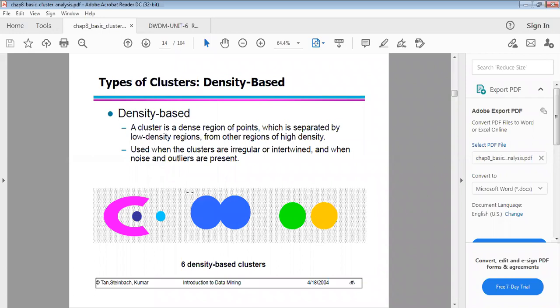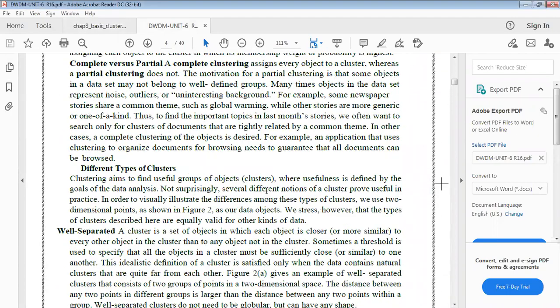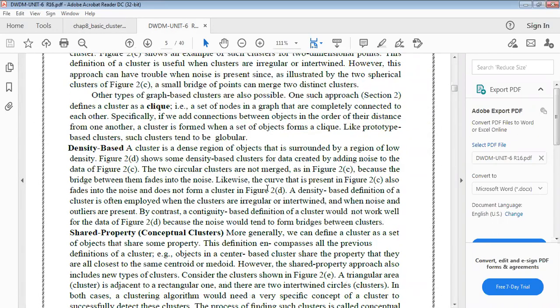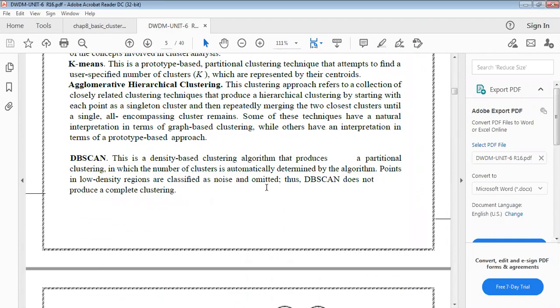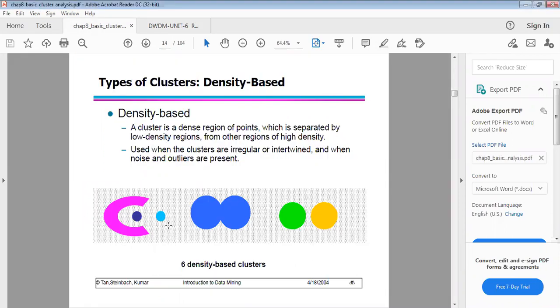These are the density-based clusters. A cluster is a dense region of points. See here, this is the density-based clusters. These clusters are mainly represented as regular and intertwined. Noise and outliers are present. Mainly in density-based clustering we represent all of this.